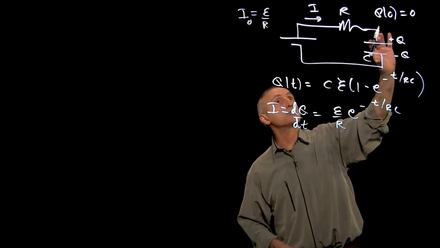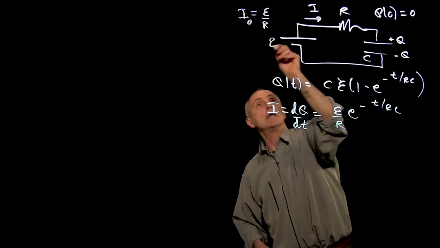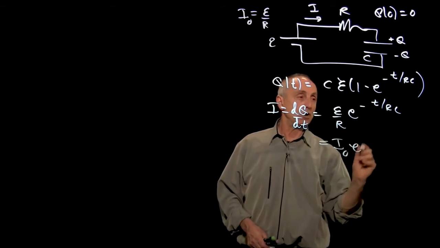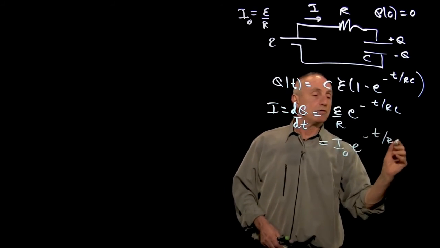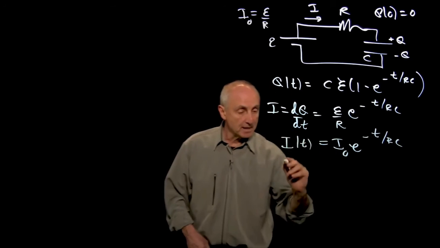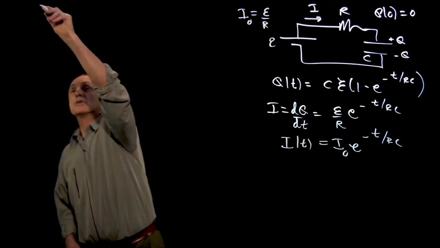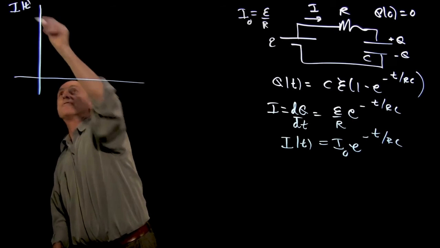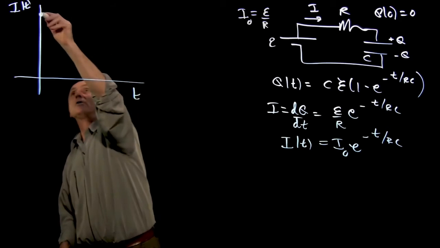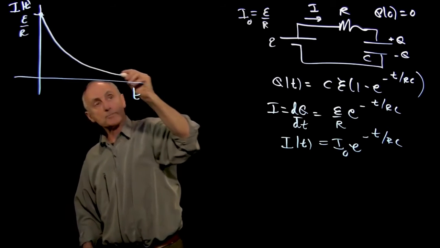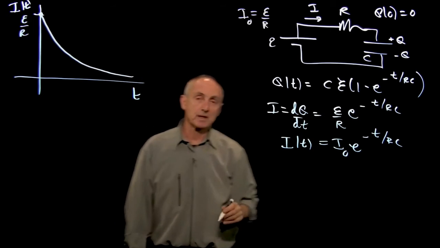You can replace the capacitor with a wire. It's just an EMF with a resistor, so we could write that as I naught e to the minus t over RC for the current as a function of time. Now, if we plot that function of current in our circuit as a function of time, it starts at its initial value, and it drops off exponentially.